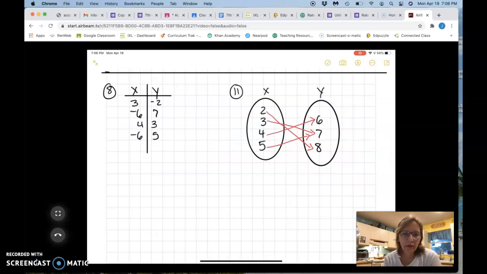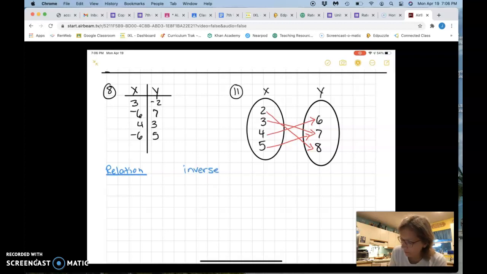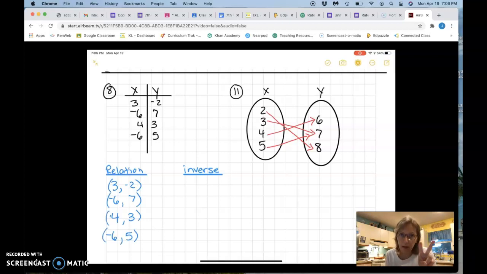Okay, so I wrote a couple down from this section. It says write each mapping, graph, or table as a set of ordered pairs as a relation, and then write the inverse. So for each one, we're going to write first the ordered pairs or the relation, and then the inverse. All right, so we just write it down like ordered pairs. And then we write the inverse by, remember, just flipping the x and y.